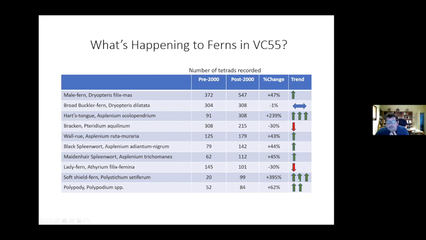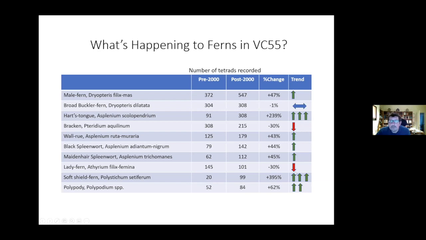Two that have gone up massively are soft shield fern, which again is western and northern, and the hartstongue fern. Now, this hartstongue fern here certainly is colonising buildings and guttering and walls and culverts, and it's becoming very much an urban fern. So I think this is why we're getting more of it. There are many more places it can grow in urban areas.